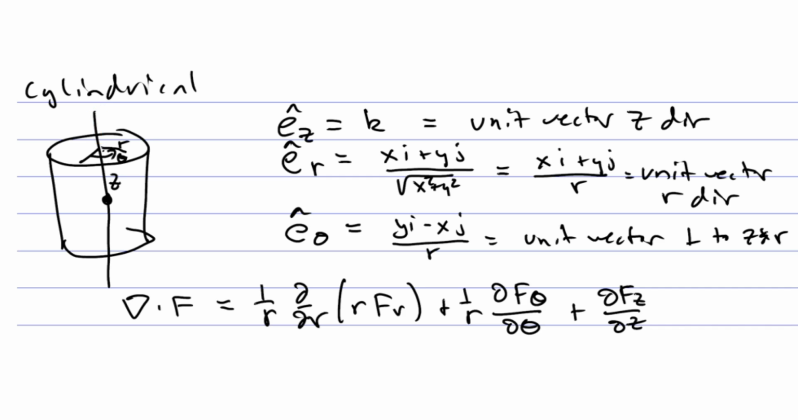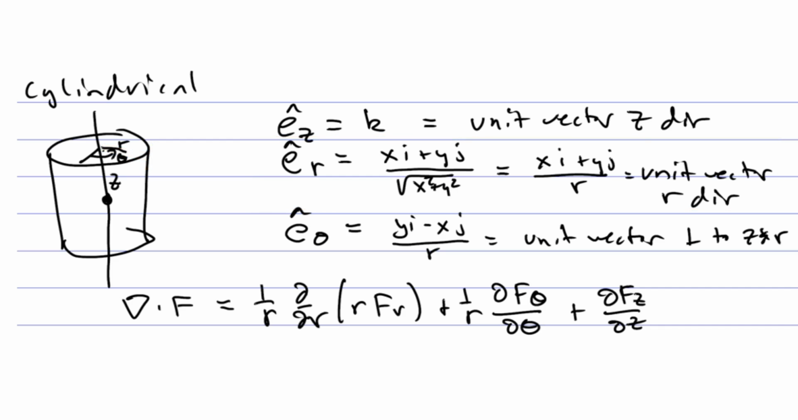We're going to pick one unit vector to be in the radial direction. The radial direction, since it's restricted to the plane, is x times i hat plus y times j hat, divided by the square root of x squared plus y squared to make it a unit vector, and I can write that as x times i plus y times j over r. That's the unit vector in the r direction.